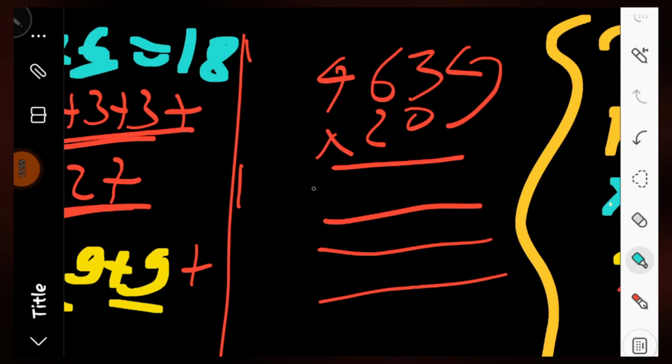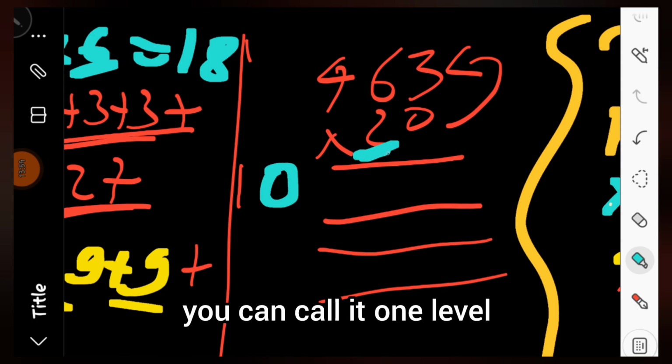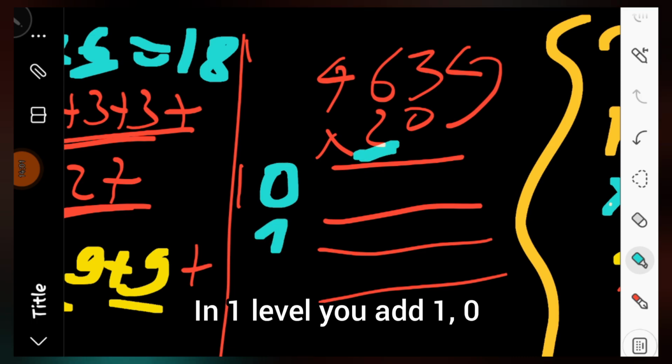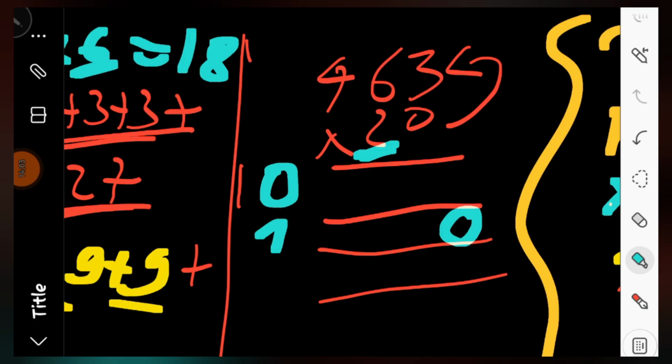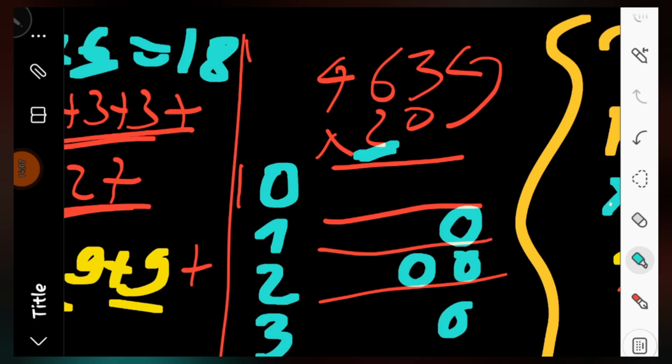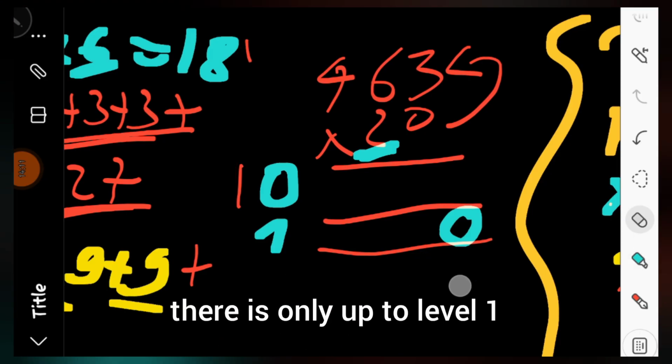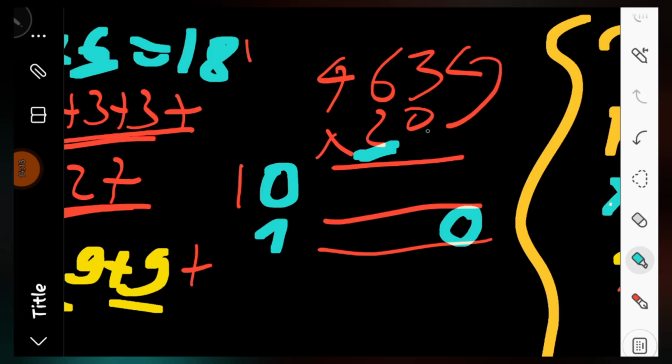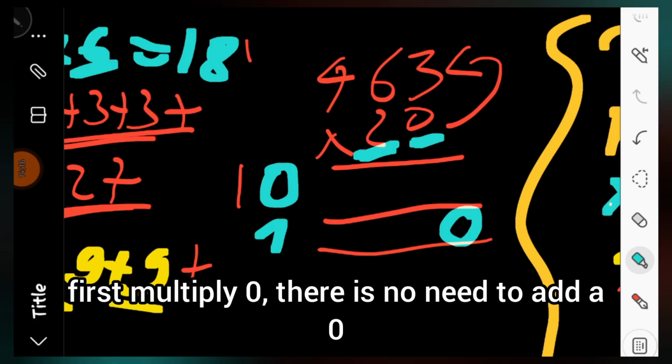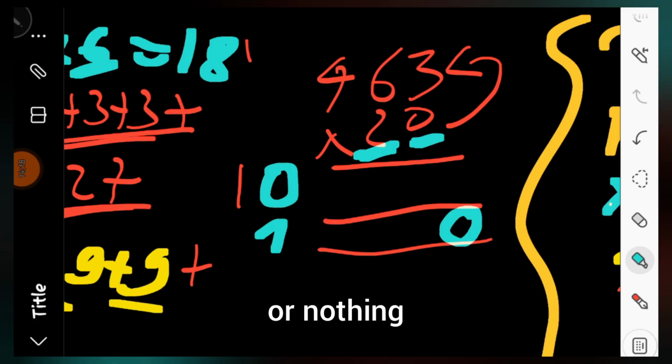So this can be called the 0 step, and after that you can call it level 1. In level 1 you add one 0. In level 2 you add two 0s. In level 3 you add three 0s. That's how it increases. Here there is only up to level 1. So first multiply 0, there is no need to add a 0 or nothing.